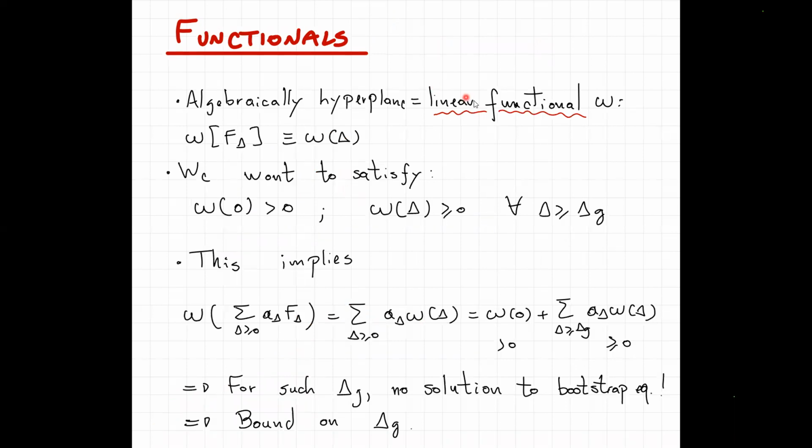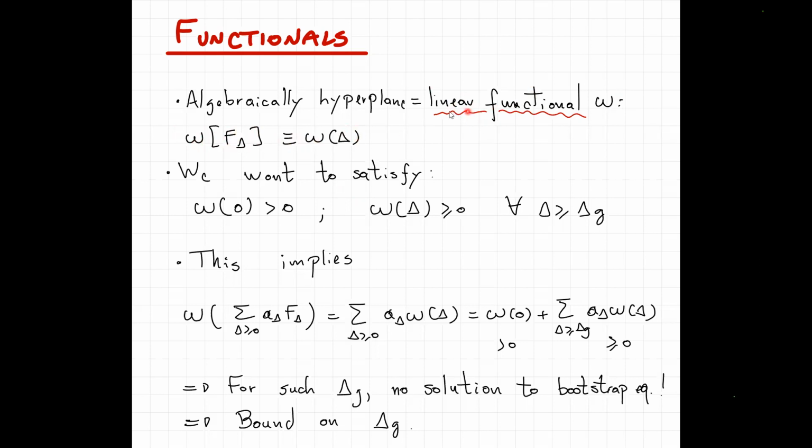So a hyperplane is nothing but a linear functional. If the Fs are vectors, the hyperplane is like a covector. It's something which dots against the vector, so it's a linear functional. And it acts on these vectors, the crossing vectors, in some way. So I'm going to define this, to abbreviate the action of the linear functional on F delta, as omega F delta.